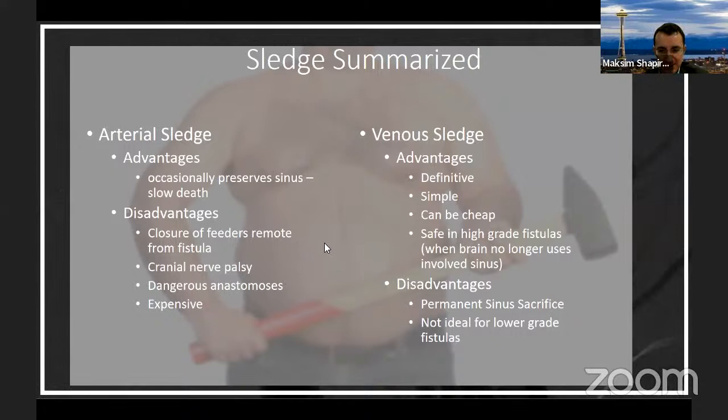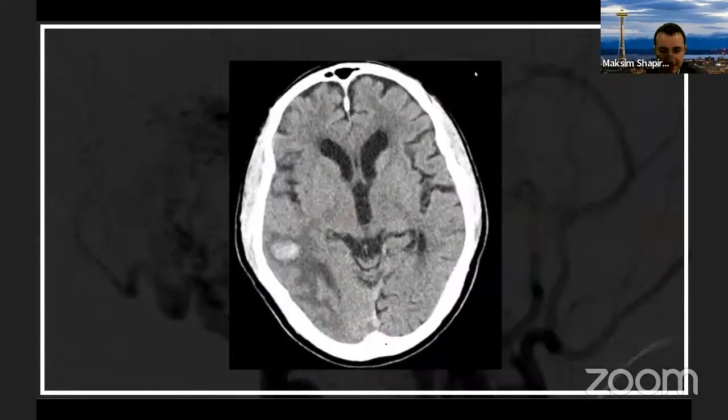The disadvantages and the advantages of them, I think a lot of you appreciate. The venous advantages is that they can be definitive, simple. If you use bigger coils, they can be cheap. If you use lots of expensive coils, they can be very expensive. The disadvantages, of course, is permanent sinus sacrifice, and that's not ideal.